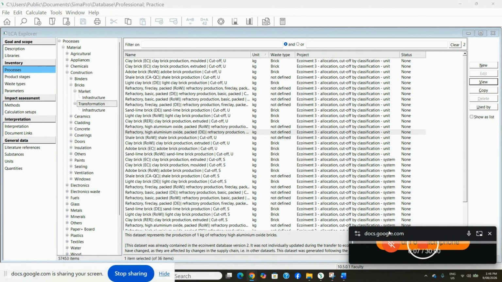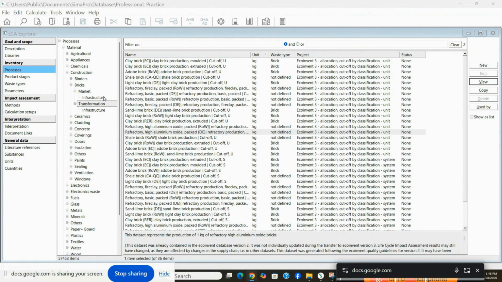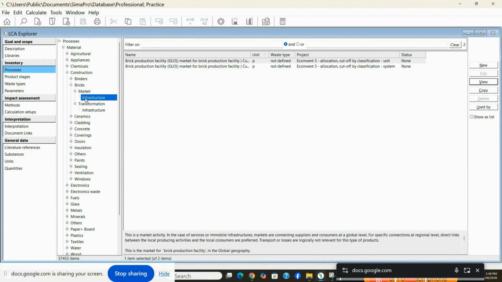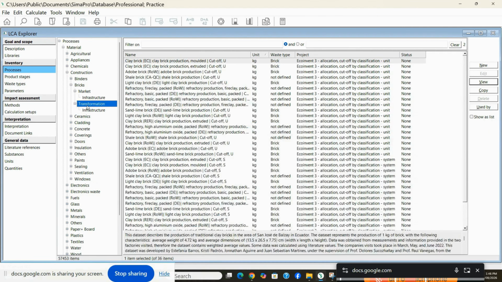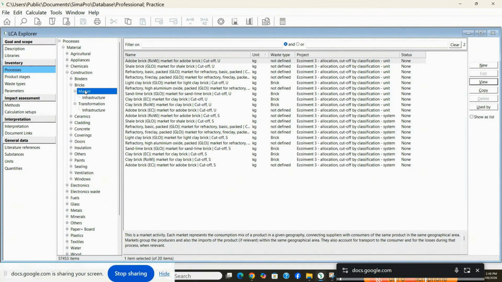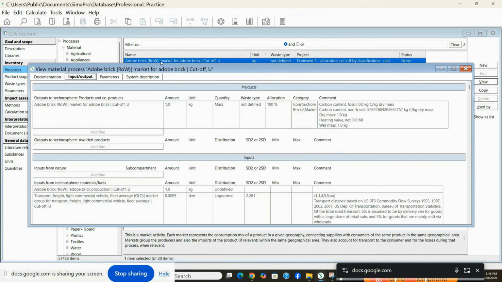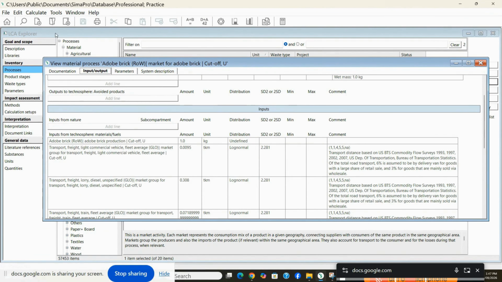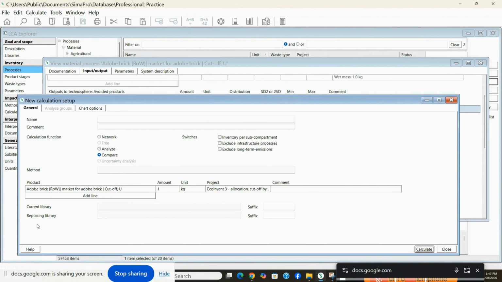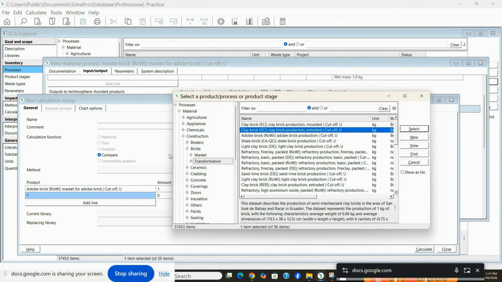Now, let's understand the difference between a transformation database and a market database using a practical example. Let's take the Adobe Brick Rest of the World dataset. First, open the Adobe Brick Market dataset. To understand how the market dataset differs from the transformation dataset, we'll compare it with the corresponding Adobe Brick Transformation dataset. Click Compare and then add Adobe Brick from the Transformation category. Now, select a suitable impact assessment method and click Calculate.